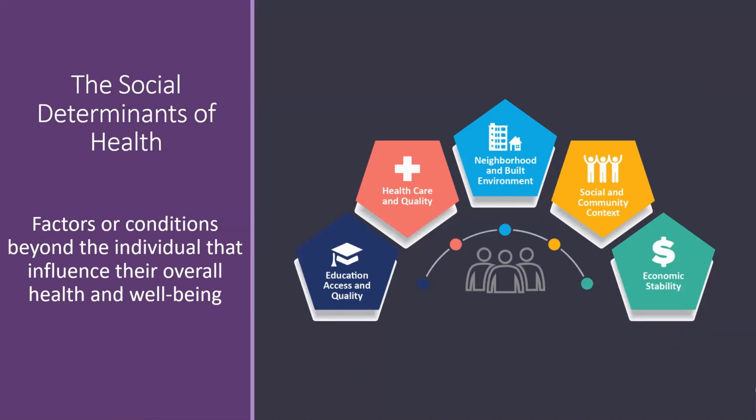Moving on, the next model comes from the Centers for Disease Control and Prevention, and they have 5 buckets. And again, you can see that all of these are coming together. So the CDC recognizes education access and quality, healthcare access and quality, neighborhood and built environment, and then social and community context, followed by economic stability. So I'm sure by now you're seeing the trends of what exactly the social determinants of health are.